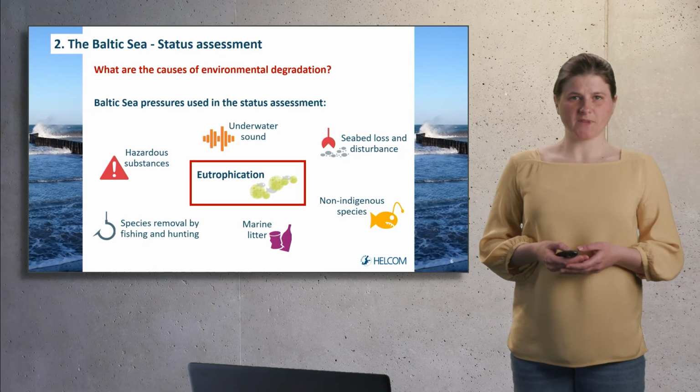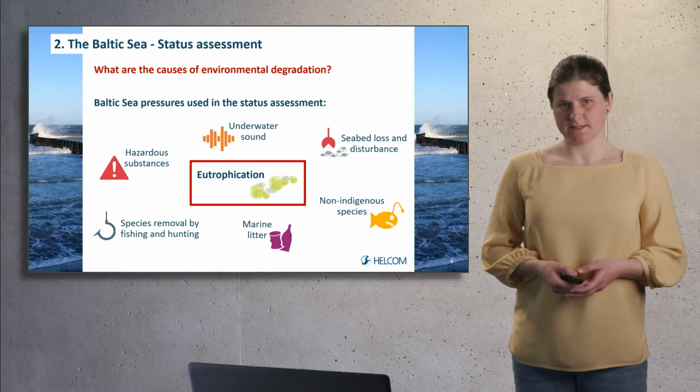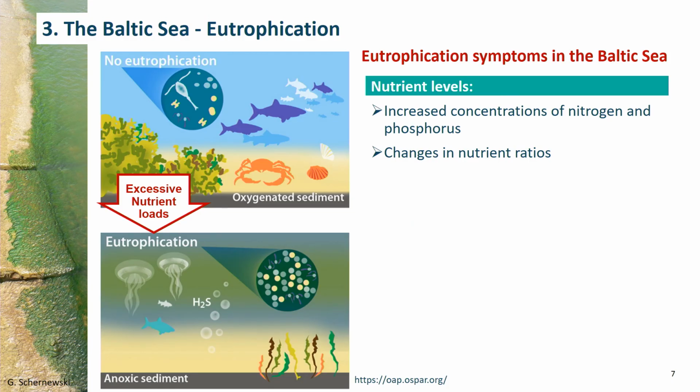In the following, I will focus on eutrophication as an example for an indicator-based assessment. But first, a short description of the eutrophication symptoms in the Baltic Sea. Eutrophication means the enrichment of aquatic systems with nutrients and a subsequent increase in phytoplankton productivity. It starts with excess inputs of nitrogen and phosphorus into the system and potential changes in nutrient ratios.